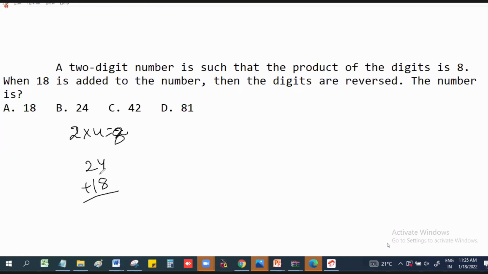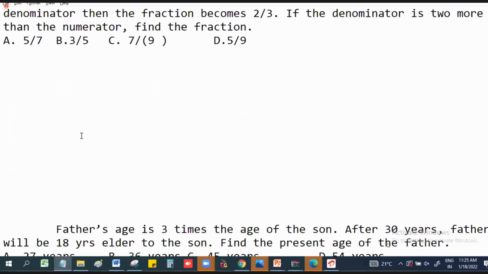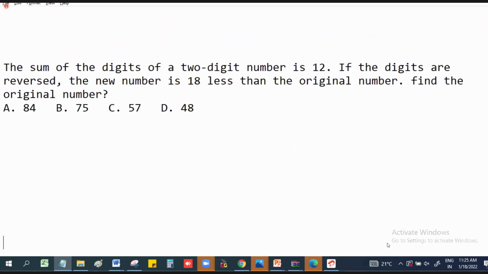Then 24 plus 18 is what? 42. So what is 24's reverse number? 42. So both conditions are satisfied. So the answer is the second option. That's it. No need to waste your time and my time. Let's go to a similar kind of question. I want you to solve. Your time starts now, 1 minute. Do it.